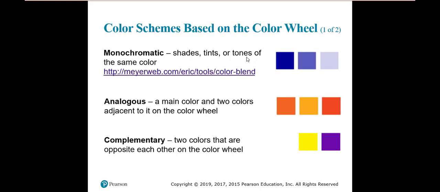Now when you are talking about the monochromatic color scheme, how are you going to decide? This is a scheme which consists of shades, tints or tones of the same color. You can determine these values yourself or use an online tool provided over here. So let's go and click on this tool and see.